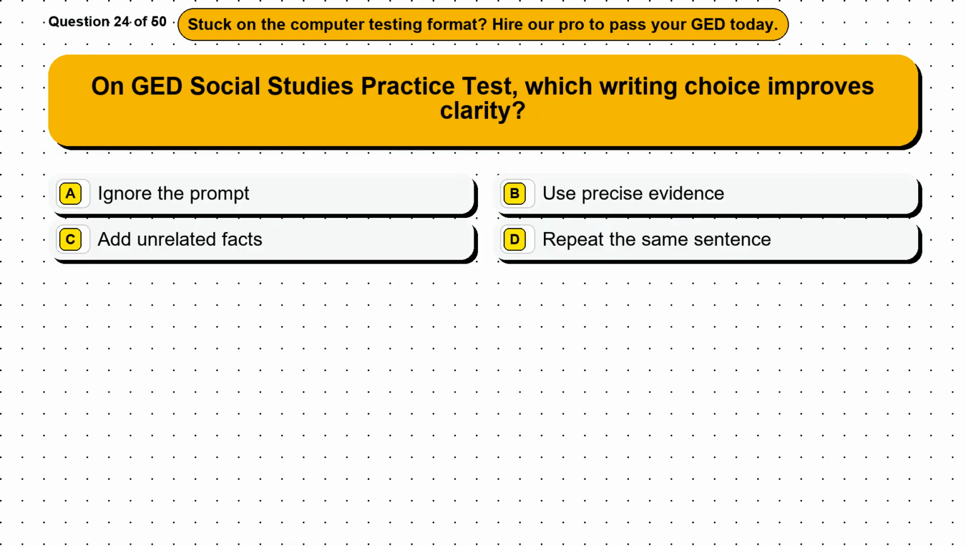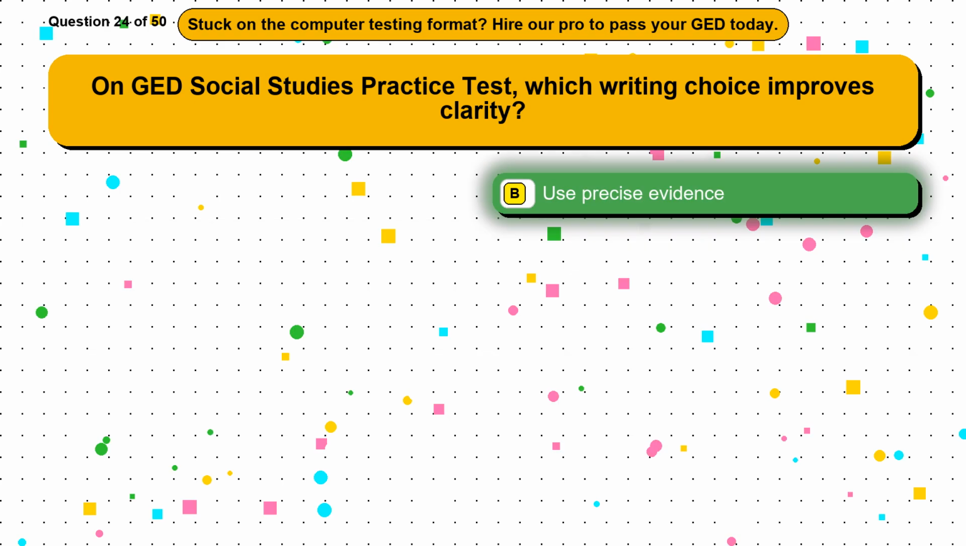Question 24. On GED Social Studies practice test, which writing choice improves clarity? Option A, ignore the prompt. Option B, use precise evidence. Option C, add unrelated facts. Option D, repeat the same sentence. The correct answer is option B.